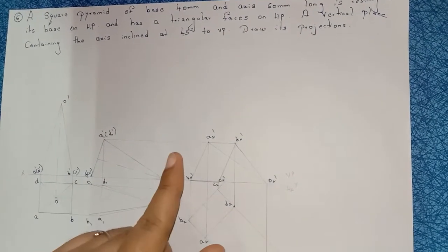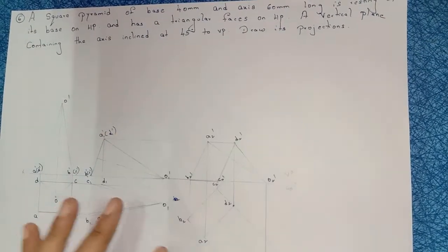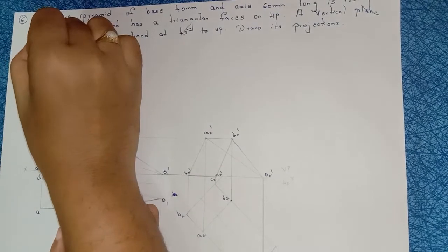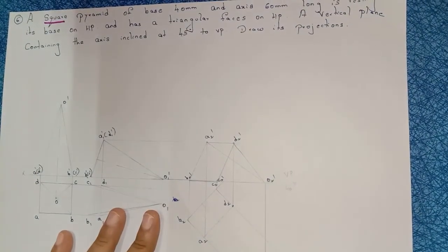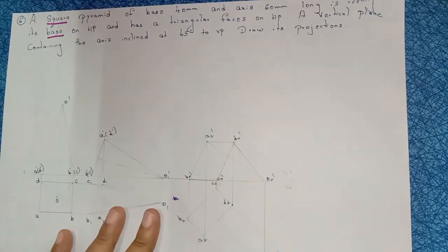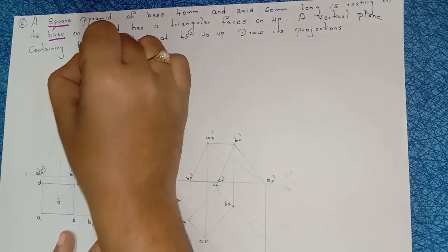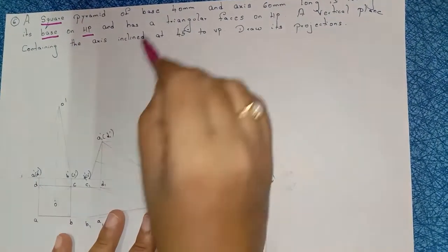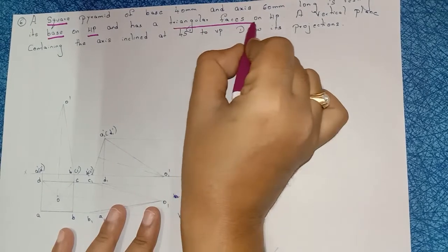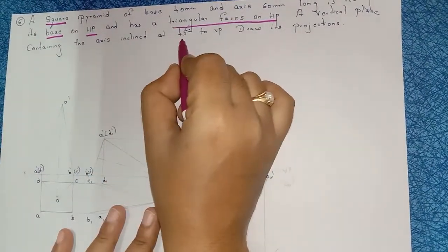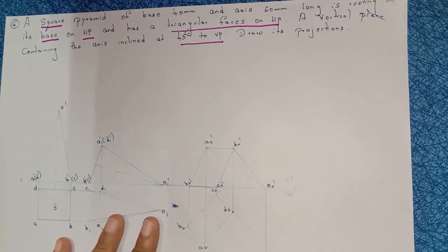After reading the question, 4 important points. First point is name of the polygon. What we have to draw? Square. What is the condition? Base. Where we have to start the problem? HP. What are the inclinations? First is triangular face on HP. Second is 45 degrees to VP. Right?